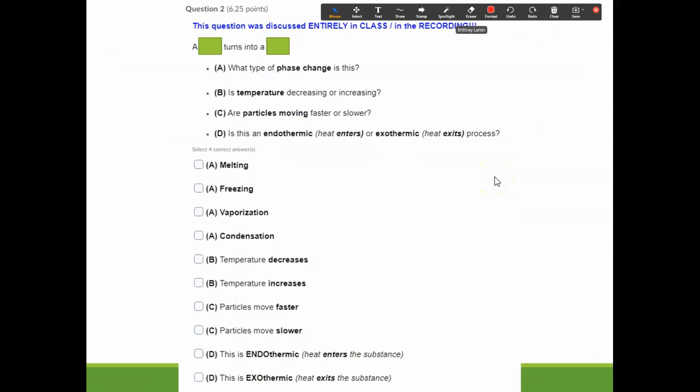All right, so everybody has a different question, so make sure you read yours carefully. It says that you have either a solid, gas, or liquid, and it turns into a different phase, a different solid, gas, or liquid. So the question is, what type of phase change is this? That should be really easy for you to identify.